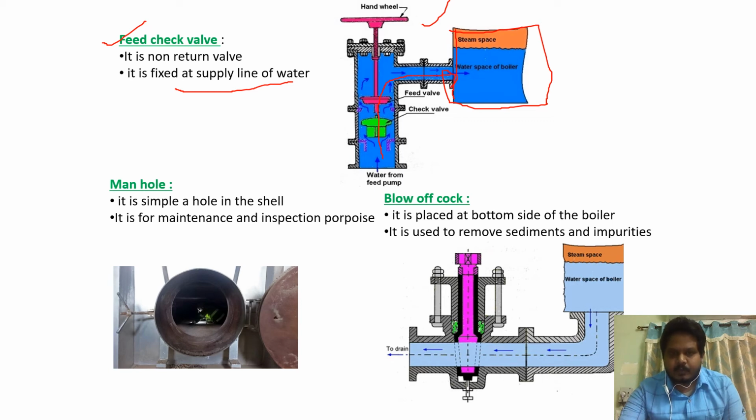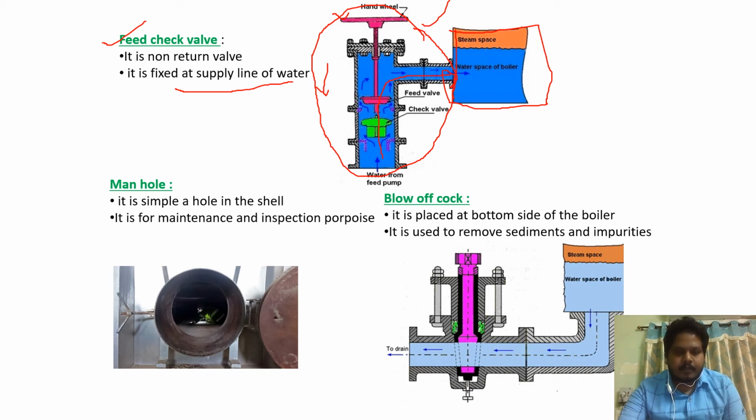If you want to supply the feed water into the shell, again here you can see there is a hand wheel. When we rotate the hand wheel, it will be lifted upward, so that the feed water will enter into the shell. Suppose I want to stop the feed water supply, again I will rotate the hand wheel in the other direction, so that this hand wheel will move downward. It will stop the supply of the feed water into the shell. So this is the use of the feed check valve. It will be connected to the shell.